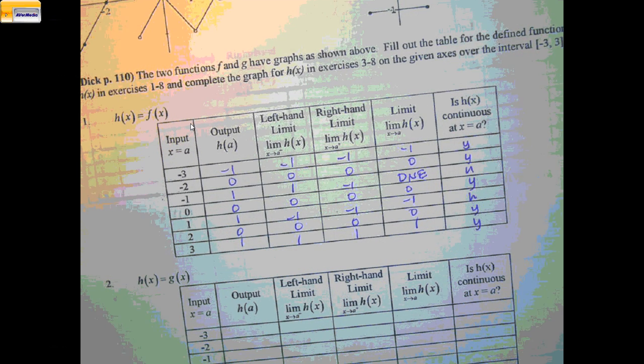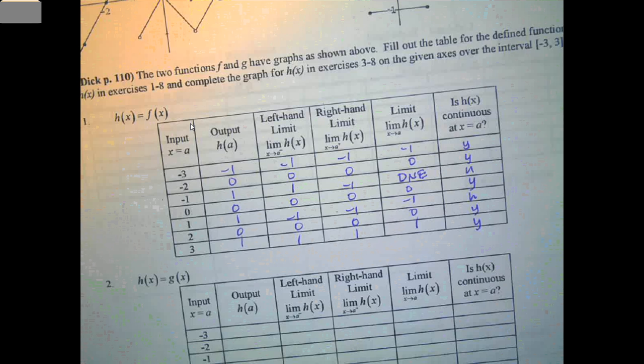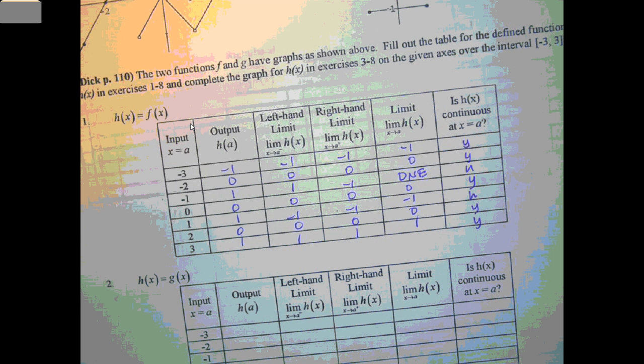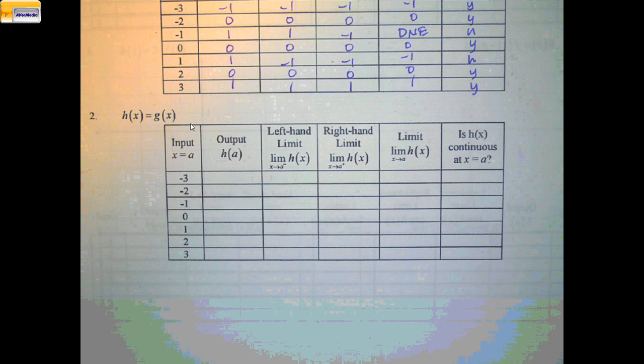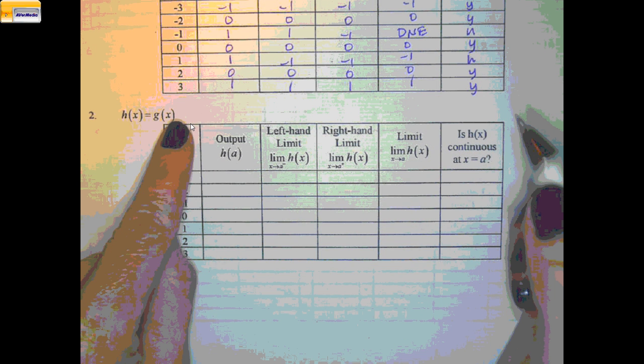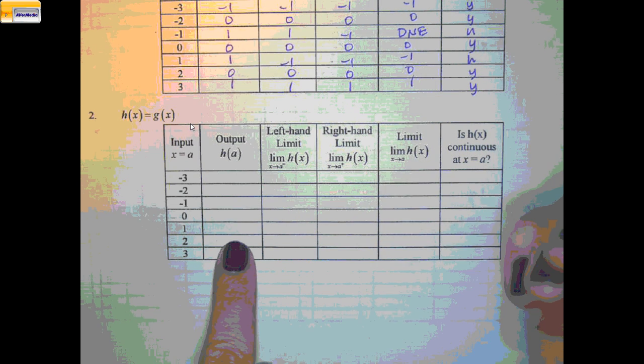Okay, here we go. Let me zoom in so y'all can see. This is what we did yesterday together. We did number 1. We all did that together, yes? Number 2 is what you're supposed to work on last night. G of x. So just to make sure we're all clear about how this is supposed to go, here's your input. Output is just whatever the y value was.